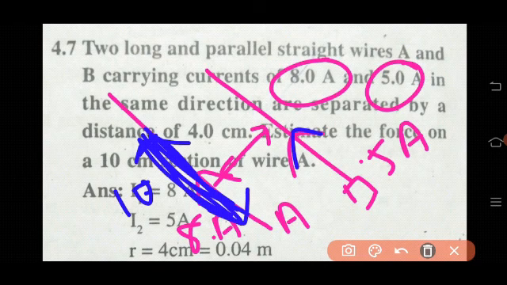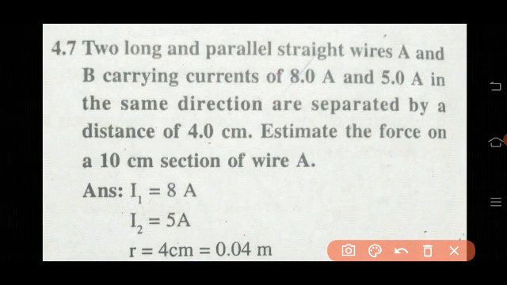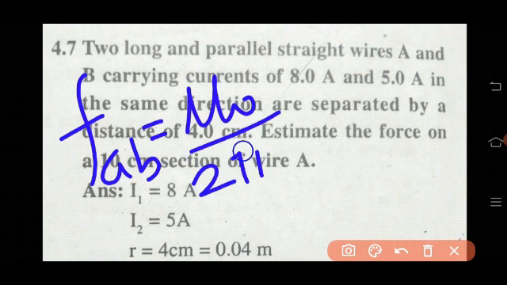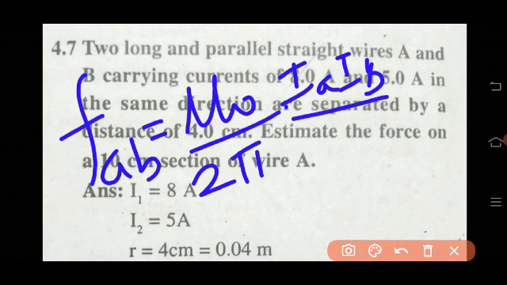You should know the general equation. Due to the parallel currents, FAB equal to mu naught by 2 pi into IA IB by D into L. If you know this equation, you can solve directly.